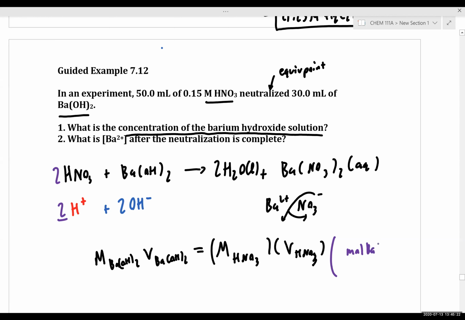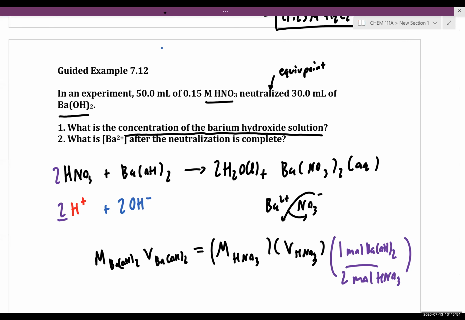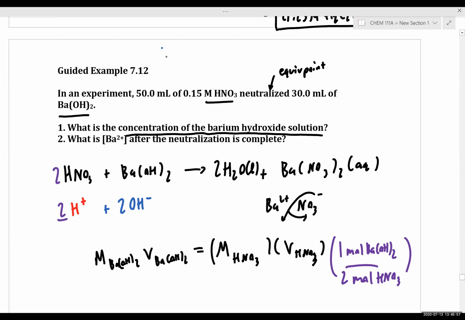And in this case, what is our mole to mole ratio? How many moles of barium hydroxide are required to react per mole of nitric acid? One to 1, 1 to 3, 1 to 2? What's our mole to mole ratio? 1 to 2. Perfect.